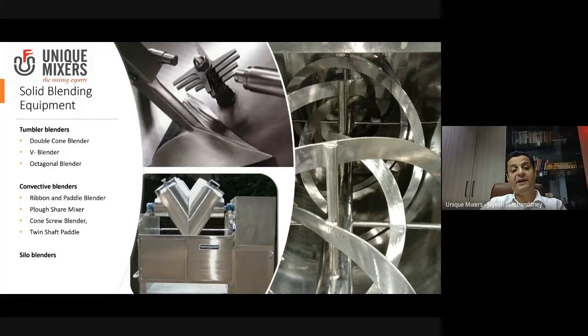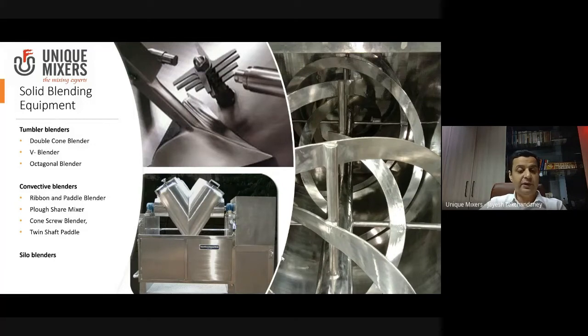Then we talk about convective blenders. Now in convective blenders, the difference is that you actually have an agitator inside the vessel. So the vessel, in some cases it is a rotating vessel. In some cases it is a stationary vessel. So for example, when we talk about the pan mixer or the intensive mixer, there we have a shell or the vessel which is rotating, and we have a mixing element which is also rotating. And while it is rotating, it is generating convective flow of the material. And that is why these are called convective blenders.